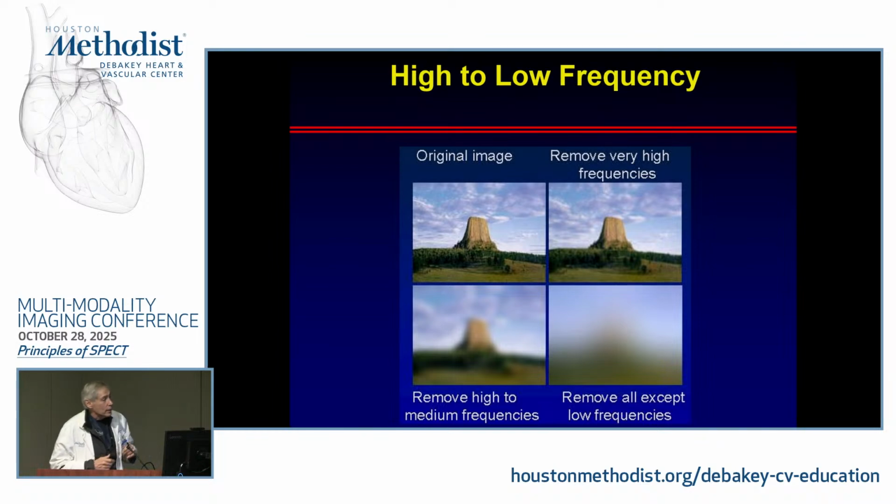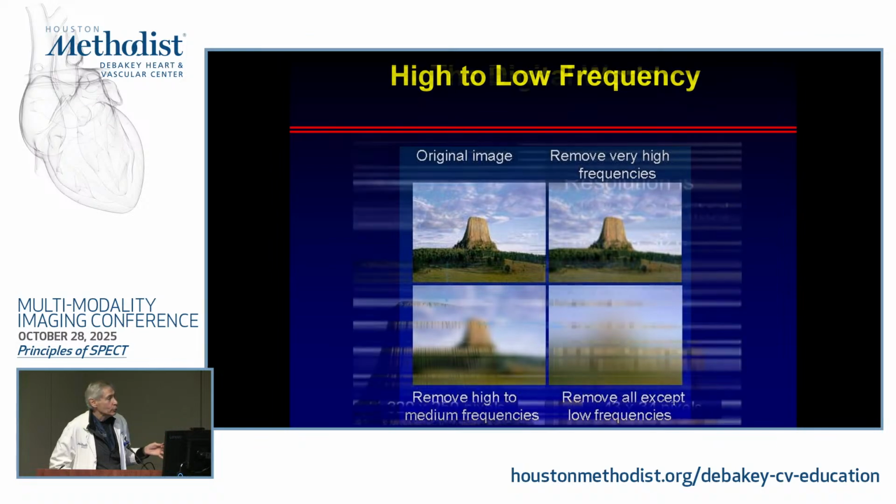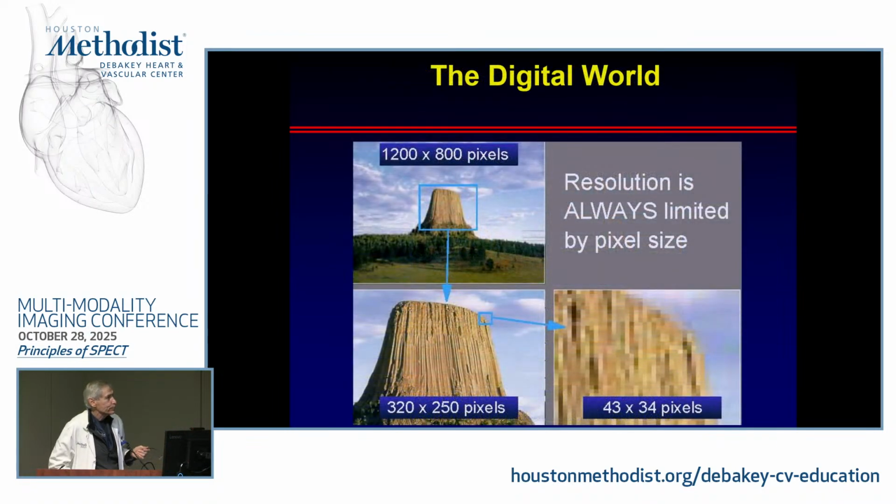Well, in SPECT imaging, if you remove all the frequencies, all you'll see is a blob. You wouldn't even be able to distinguish a heart. And if you take away all of the low and medium frequencies and you just have high frequencies, you'll have a very granulated, noisy image. So again, we have to balance how much filtering we are going to do in terms of being able to look at an image.